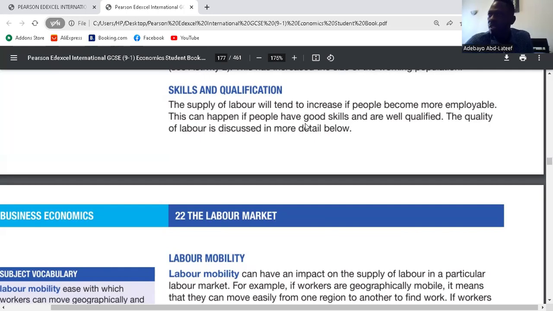If I want to work, I feel like I want to work. But I need to possess the qualification and skills necessary to work, yes or no? So if the number of people that have the skills and qualification is large, that means the supply of labor would increase. But if the number of people that have skills and qualification to work is less, the supply of labor would fall. Is it clear now?